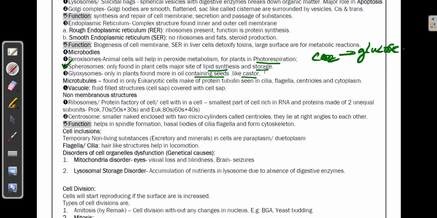Sparrows will be helpful in two purposes. They produce lipids as well as storage, but mostly the glycosome structures might be responsible for producing such fats.